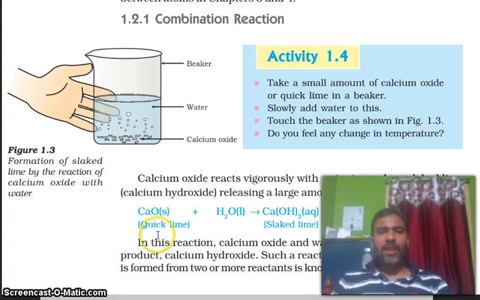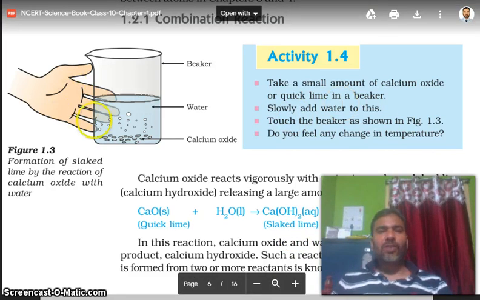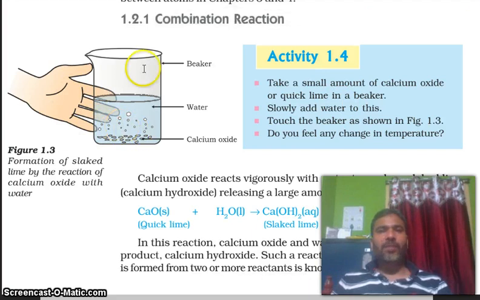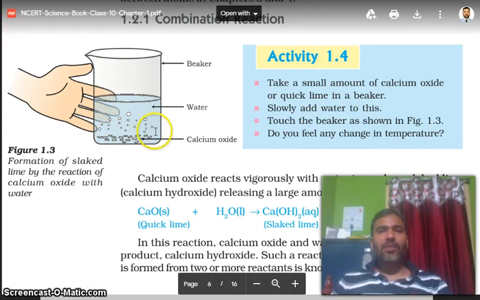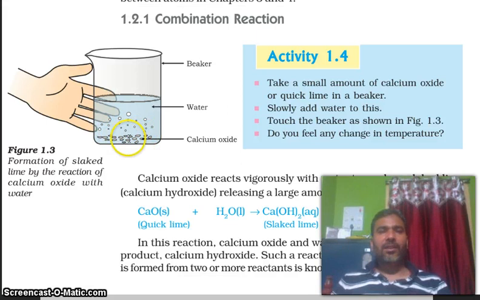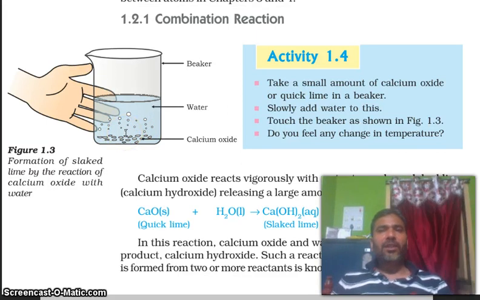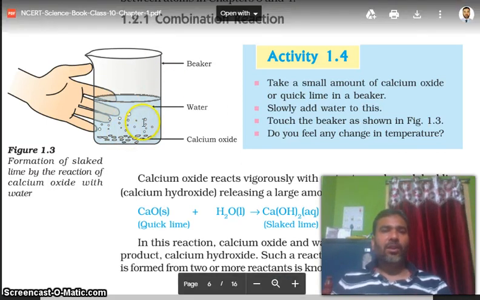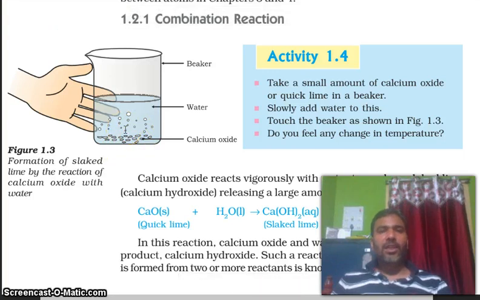This is calcium oxide. We call it quicklime. And this is water in liquid form. These combine together, forming calcium hydroxide, which we call slaked lime. So take a small amount of calcium oxide or quicklime in a beaker. This is the beaker. Slowly add water to this, and touch the beaker.